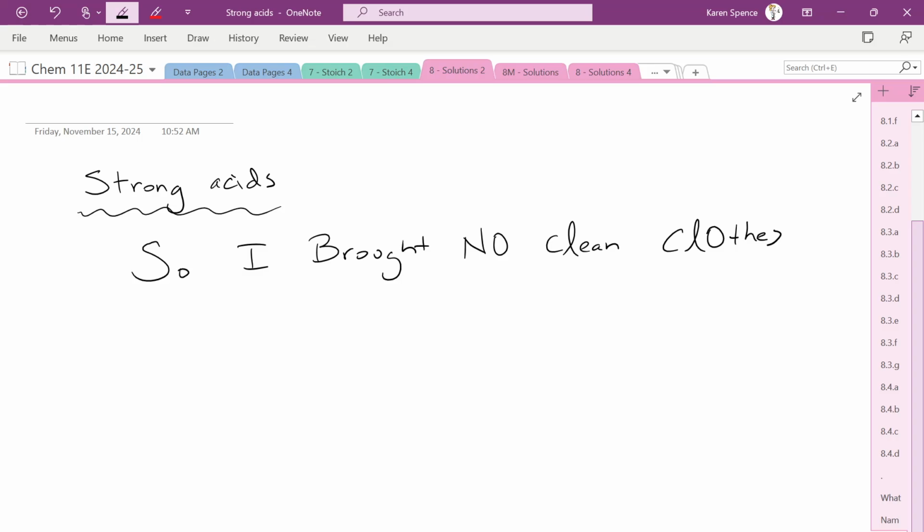So I brought no clean clothes. The S-O is SO4. The I is just I. The Br is just Br. The N is NO3. Cl is just Cl. And ClO is 4. Okay. How many H's go with each of these? How many H's with SO4? 2. How about all the rest of them? 1.